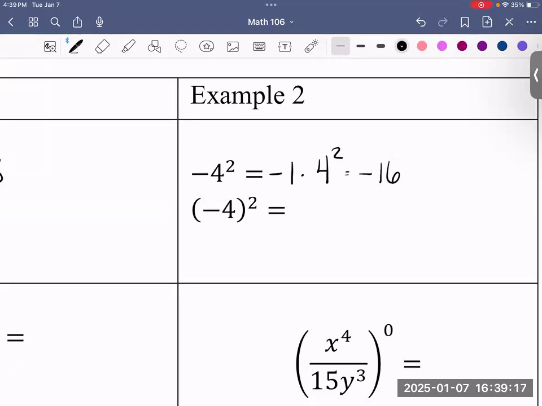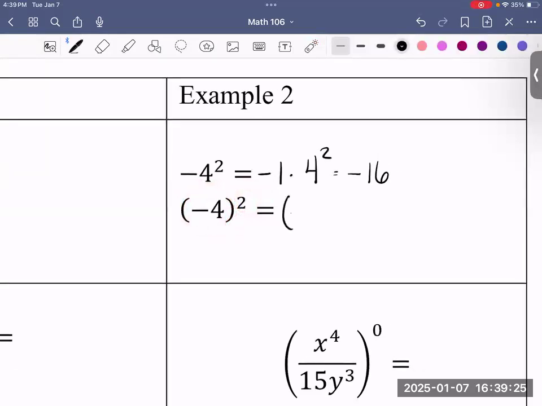Whereas if we do have parentheses, anytime you have parentheses and it's squared like this, it's just going to take this -4 and multiply it however many times, but with the parentheses written out. In this case, we can clearly see that your negative signs will cancel, and we're left with a positive 16.